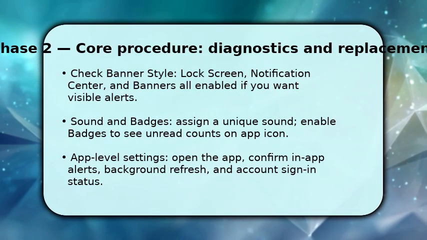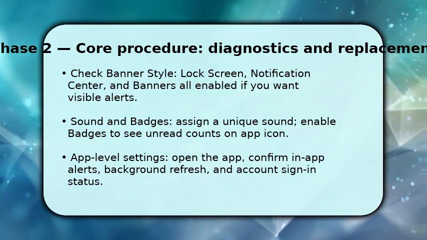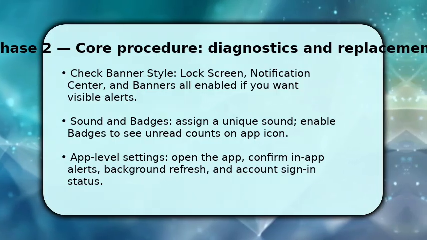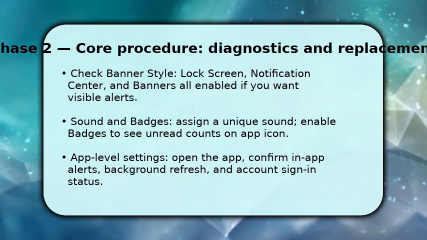In the app's notification settings, enable lock screen, notification center, and banners so alerts show everywhere. Also assign a distinct sound and enable badges. These confirm alerts are arriving even if banners are missed.